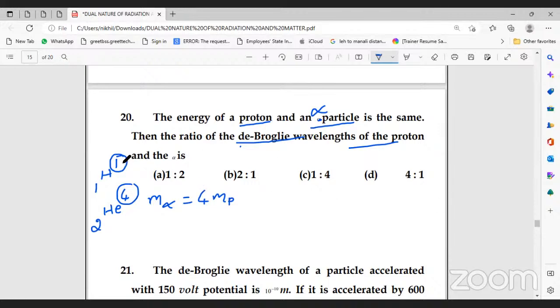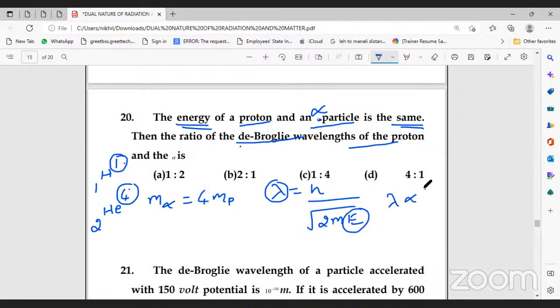Correct? No. Mass is 4 times. What is the de Broglie wavelength in terms of energy? Lambda is equal to h divided by root of 2mE, because in the problem they're telling that the energy is the same. So how are de Broglie wavelength and energy related? De Broglie wavelength is inversely proportional to root of E.